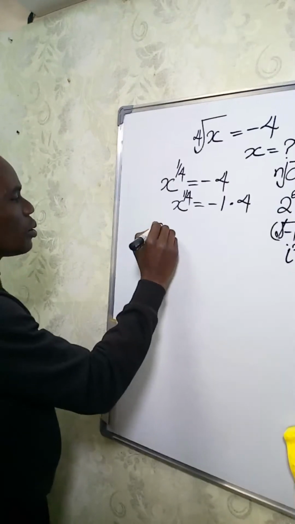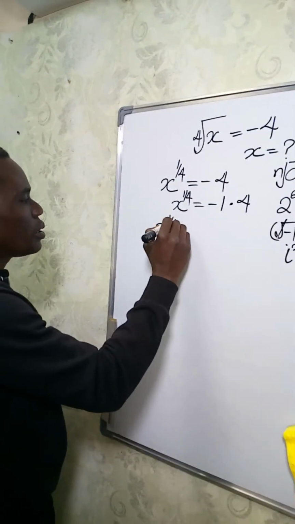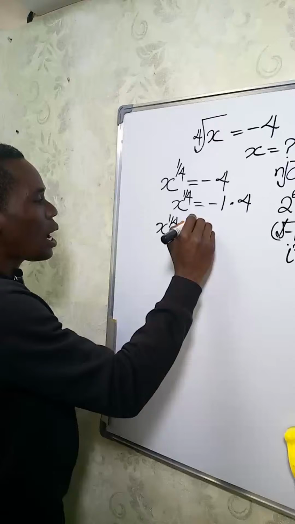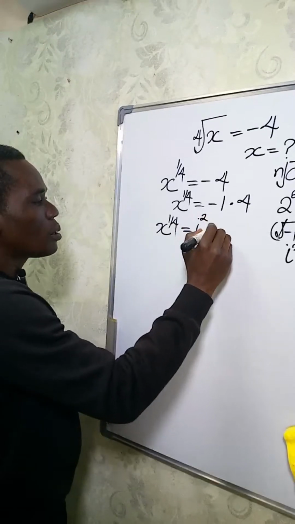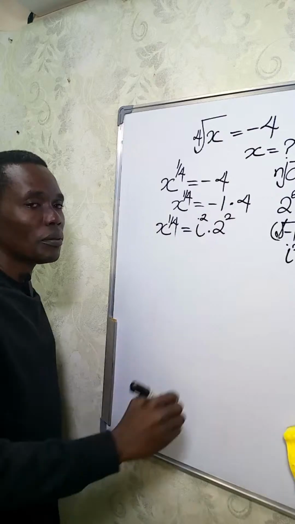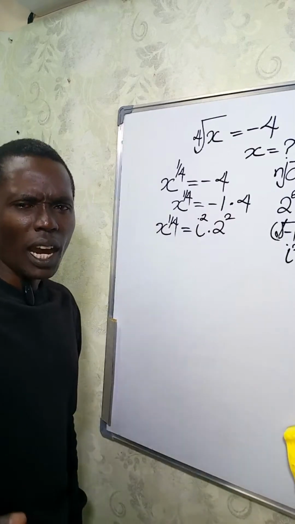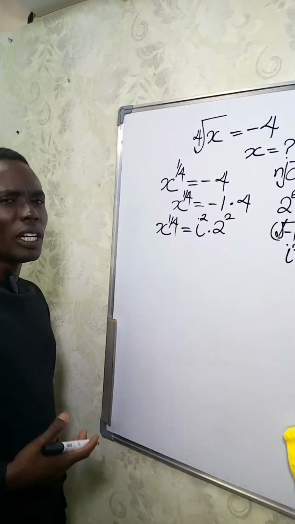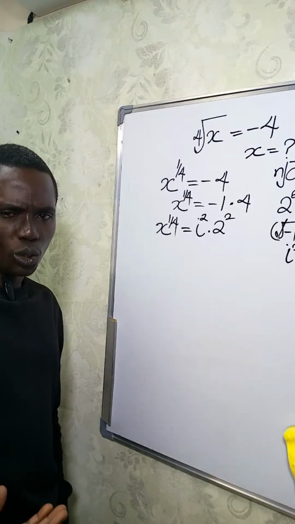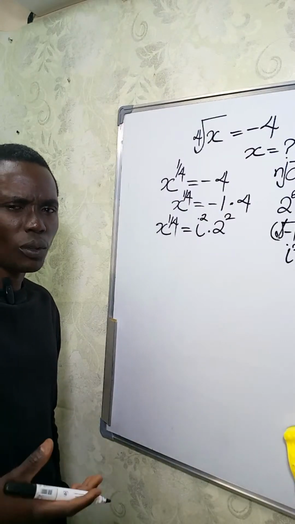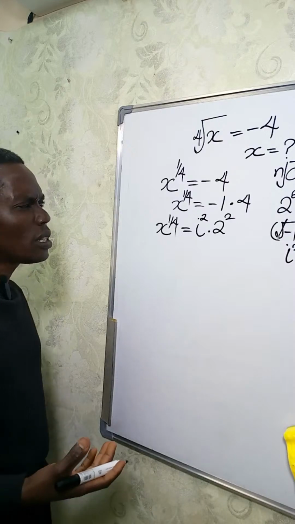So this is going to give us x to the power of 1 divided by 4 equal to i squared multiplied by 2 squared. Great. Now, how do we expand this in order to have a simplified solution? Remember, we're asked to find the value of x. Now, how do we simplify this?